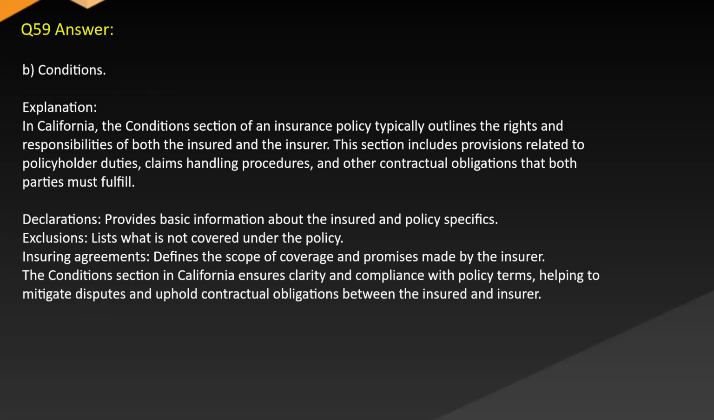Answer: B. Conditions. Explanation: in California, the conditions section of an insurance policy typically outlines the rights and responsibilities of both the insured and the insurer. This section includes provisions related to policyholder duties, claims handling procedures, and other contractual obligations that both parties must fulfill. Declarations provides basic information about the insured and policy specifics. Exclusions lists what is not covered under the policy. Insuring agreements defines the scope of coverage and promises made by the insurer. The conditions section in California ensures clarity and compliance with policy terms, helping to mitigate disputes and uphold contractual obligations between the insured and insurer.